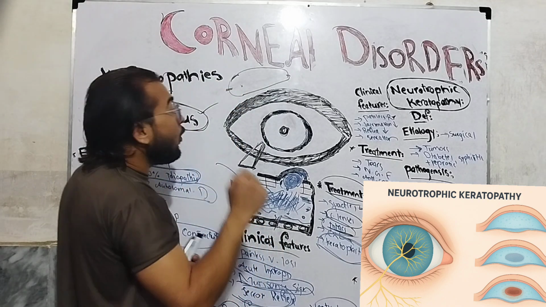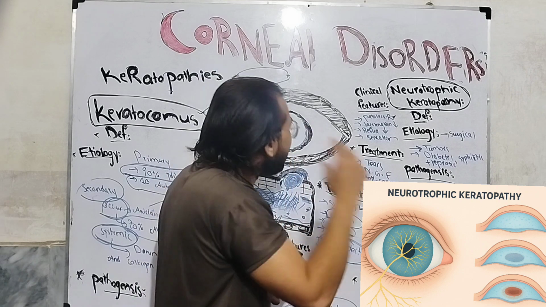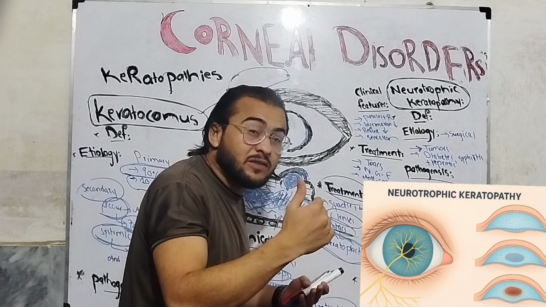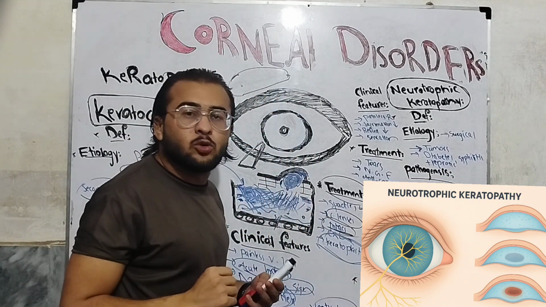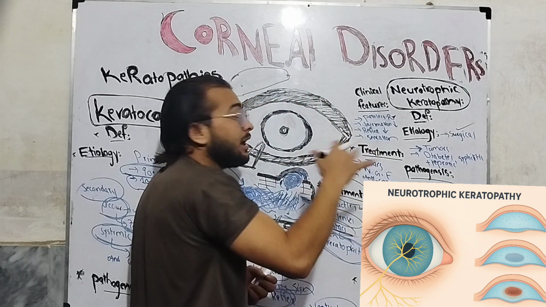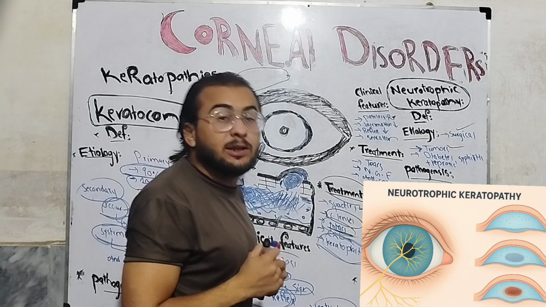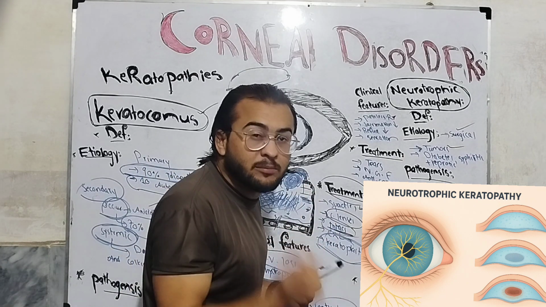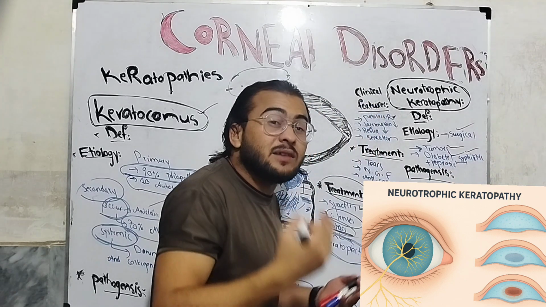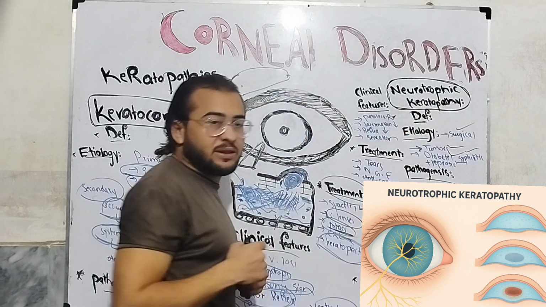Etiology. We know that the cornea is supplied by the trigeminal nerve basically. So anything which damages the trigeminal nerve, its ganglion and its branches will cause neurotrophic keratopathy. For example, surgical procedures on or near the trigeminal ganglion. Tumors, for example acoustic neuroma, can damage the trigeminal ganglion. Systemic diseases like diabetes, syphilis and leprosy can also damage the trigeminal nerve and its ganglion and cause neurotrophic keratopathy.